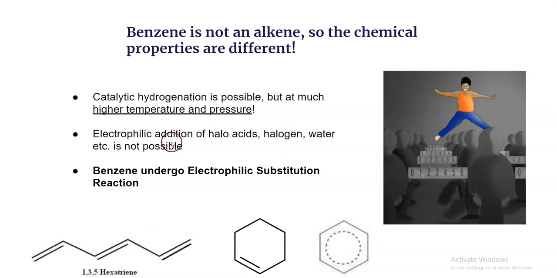The second one: we did electrophilic addition of halo acid, halogen, and water in alkenes. You can add a bromine molecule, an HCl molecule, or a water molecule to this triene. You can also try the same thing here, but in benzene that's not possible. Benzene is not going to do an electrophilic addition reaction. Instead, it's going to undergo an electrophilic substitution reaction.